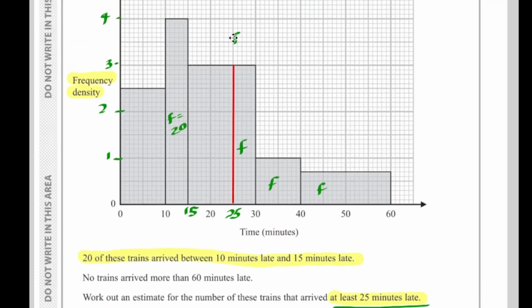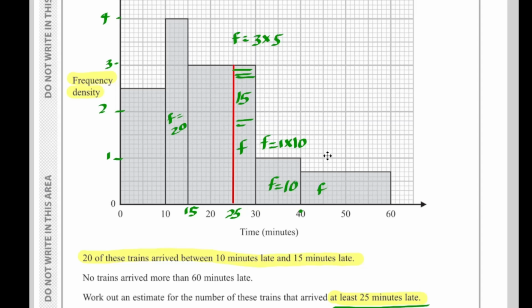We can get the frequency for this bar. Frequency equals frequency density, which is 3, into class width 30 minus 25, which is 5. So frequency for this bar is 15. And this one now. Frequency equals frequency density for this one is 1 into class width, 40 minus 30, 10. So frequency for this one is 10.